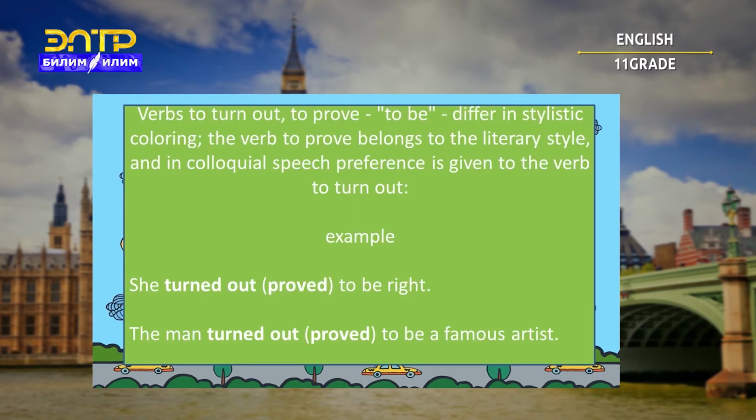Verbs to turn out, to prove, to be differ in stylistic coloring. The verb to prove belongs to the literary style, and in colloquial speech preference is given to the verb to turn out. Example: she turned out, proved to be right. The man turned out, proved to be a famous artist.